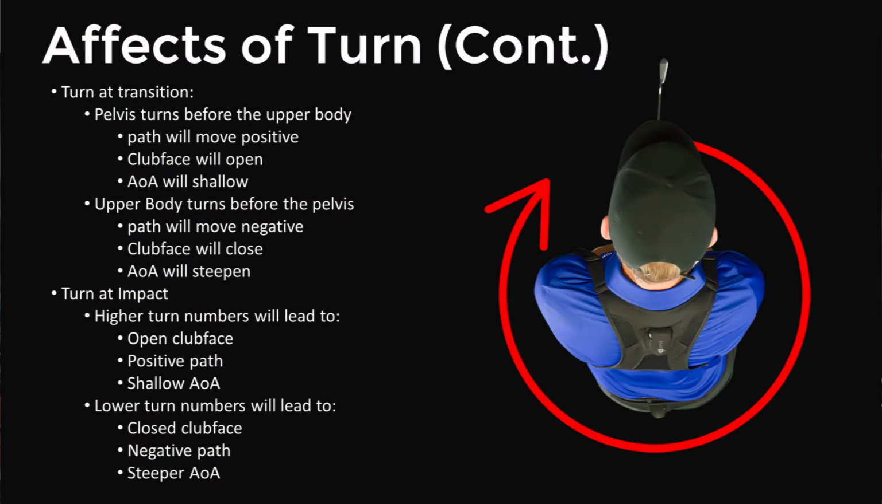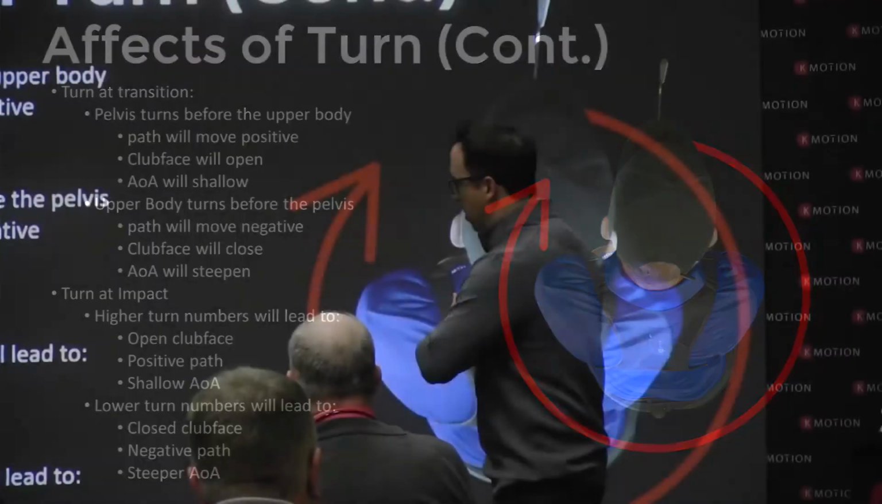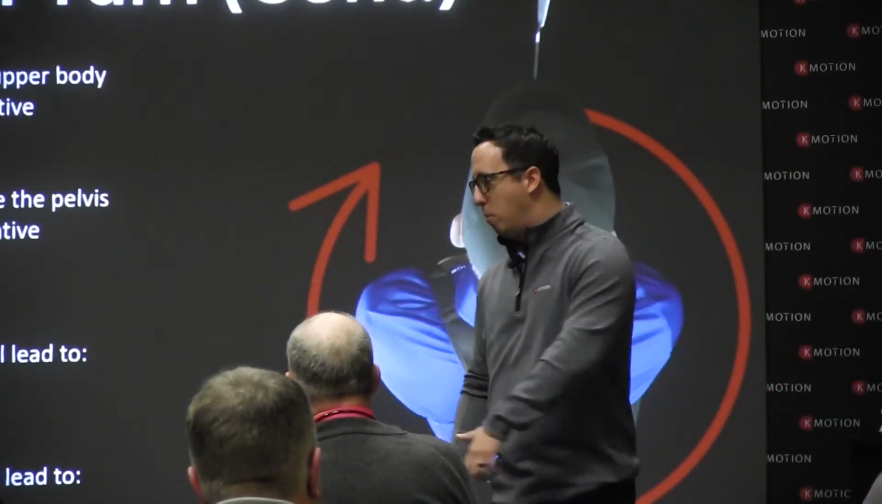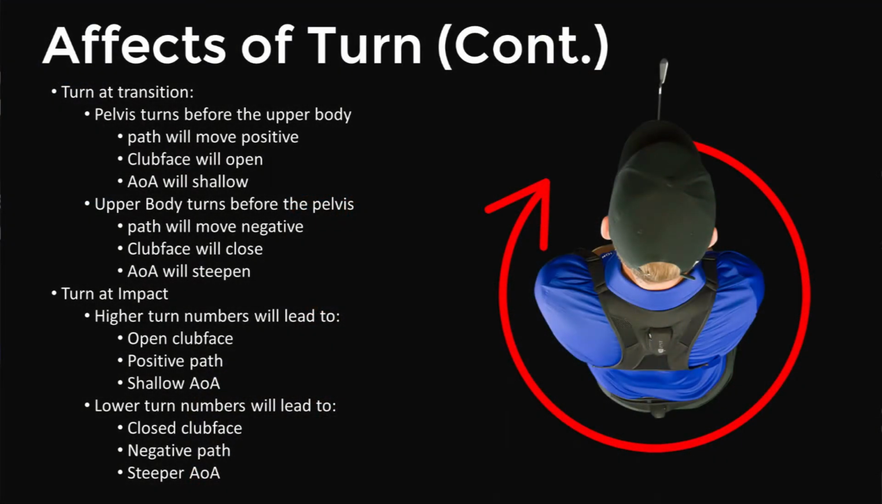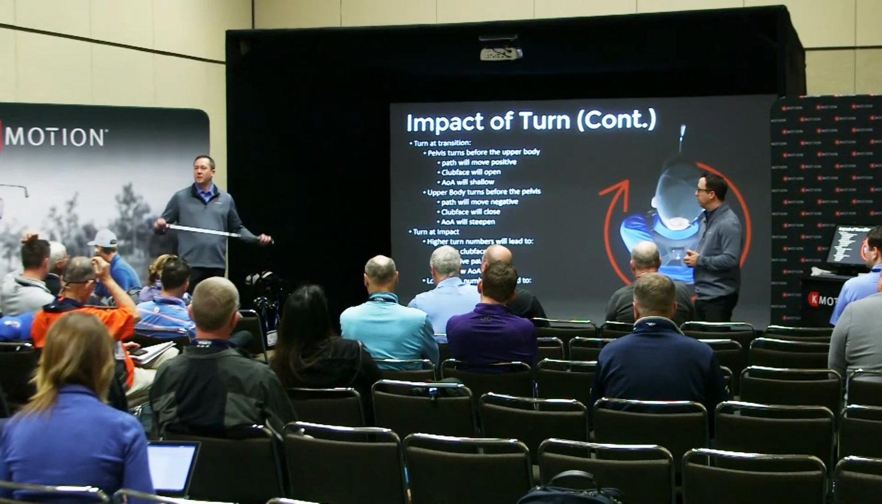So turn at impact, some correlations. Again, we're speaking in terms of turn independently. There are other factors that can go into this, but higher turn numbers will generally lead to a little bit more of an open club face. Player turns more, it gets more open. It's going to delay what happens later on down the chain with the arms and the wrists. Negative path, as well as a shallower angle of attack. Lower turn numbers are going to lead to the opposite: more of a closed club face, positive path, and steeper angle of attack. And you can see this also in the relationship and that spine rotation number.